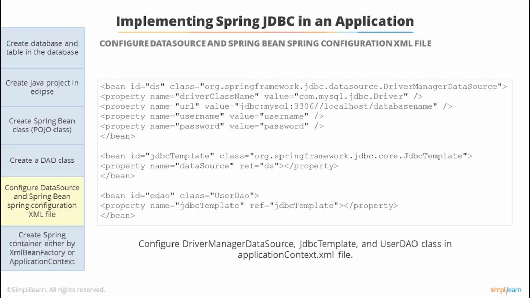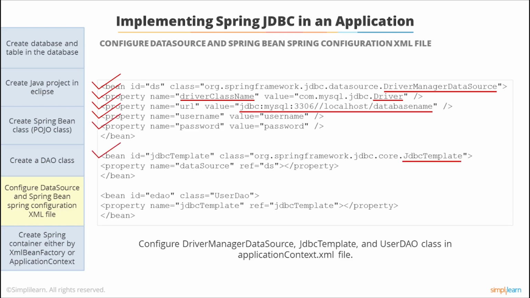We then configure the data source and Spring Bean via the XML file. So here you see the Bean ID configured to driver manager data source, the property driver class name configured to the driver, the URL configured to the URL of the database, the username and password. The ID JDBC template configures to the JDBC template class and the data source gets a reference name. Then we create a Bean ID for injecting the user DAO class, and finally we reference the JDBC template.